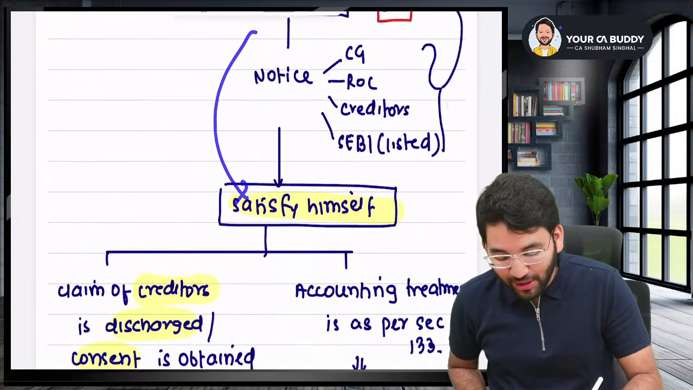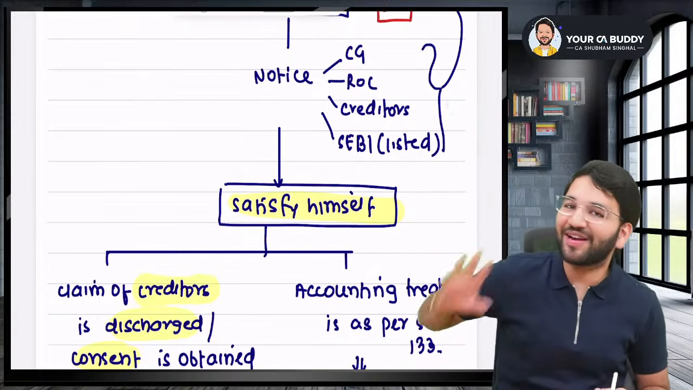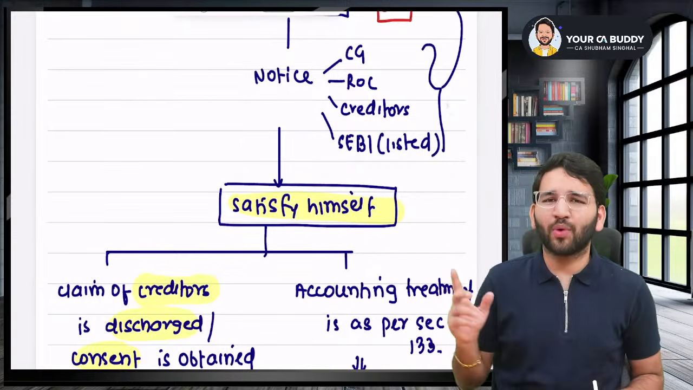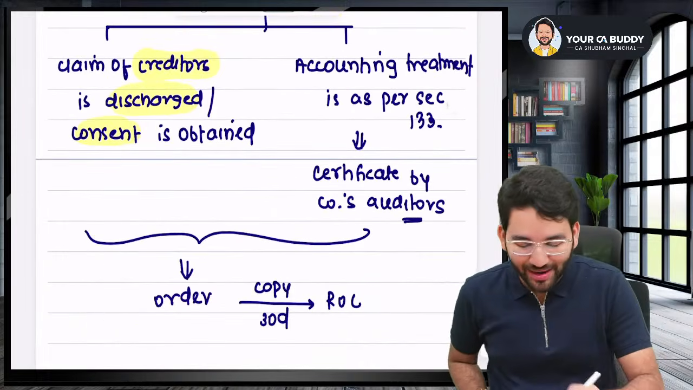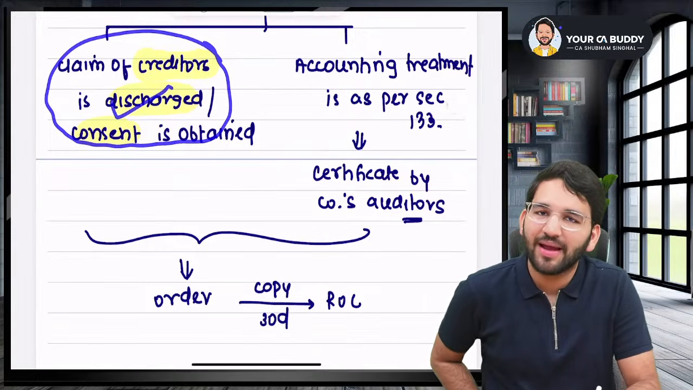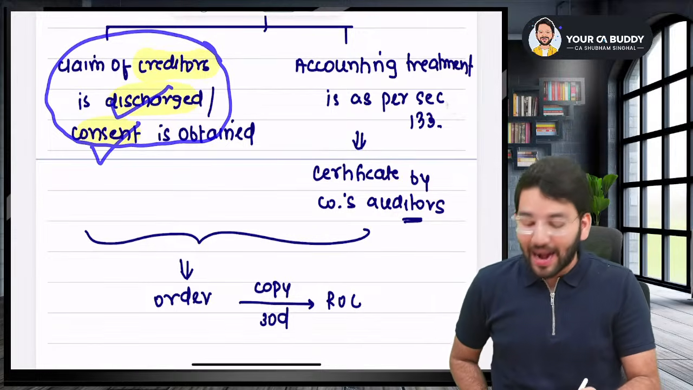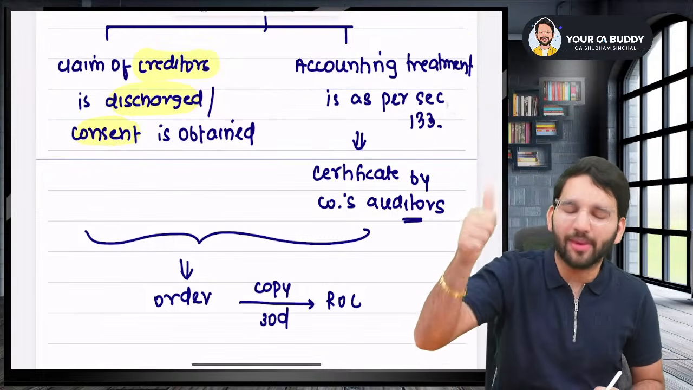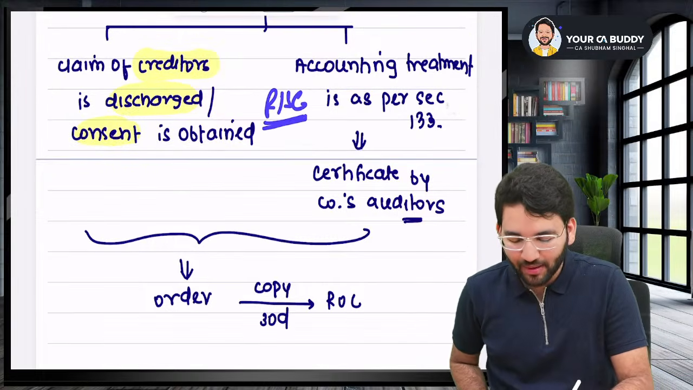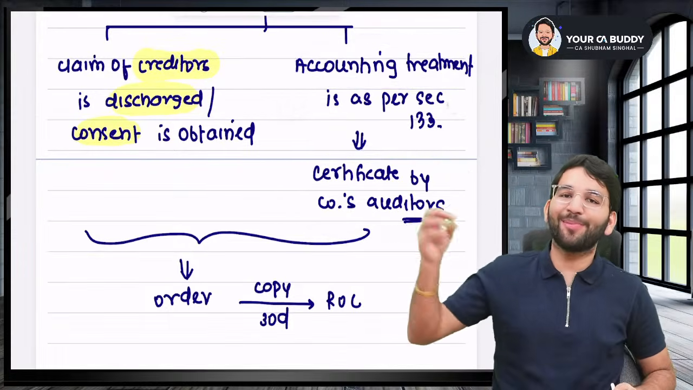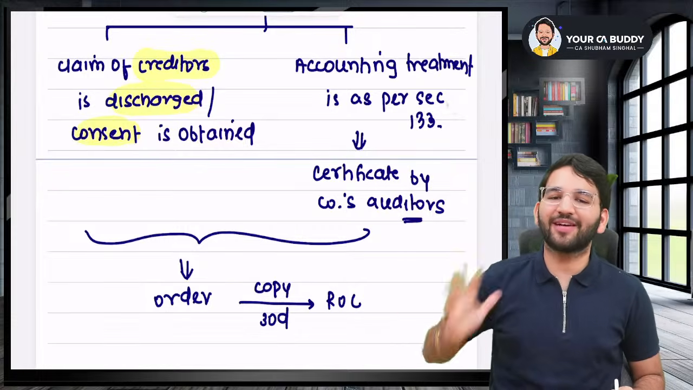Now, the tribunal will have to satisfy itself. Satisfy about what, sir? That the claim of the creditors is discharged, that the creditors are not at risk, and their consent is obtained, and that the accounting treatment is as per section 133. That proper accounting will be done for this reduction in share capital. Sir, how do you know proper accounting will be done? It will be told by the company's auditor by giving a certificate.